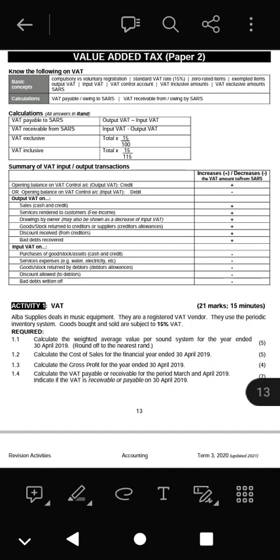But if an amount is VAT exclusive, that is just straightforward. We know that the standard rate for VAT is just 15%. We'll just calculate 15% of that amount that is given.